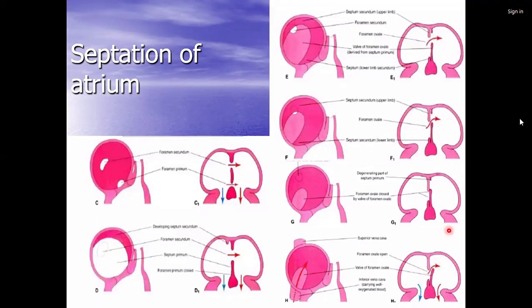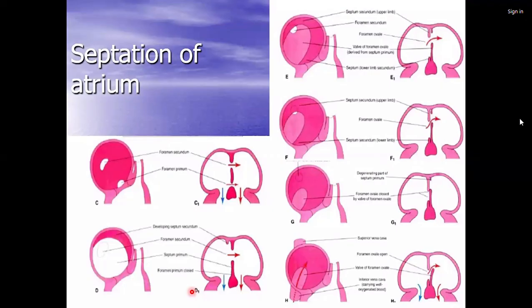So we have this completely closed. Eventually the ostium secundum, ostium primum, and then the atrioventricular canal being separated into right and left. And then on the right, you have the development of the tricuspid valve. On the left, you have development of the bicuspid valve. So that is how the atria is divided into right and left atria.